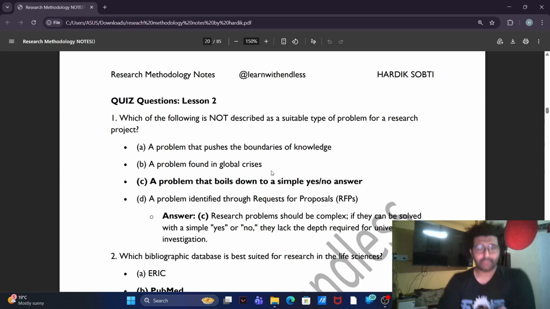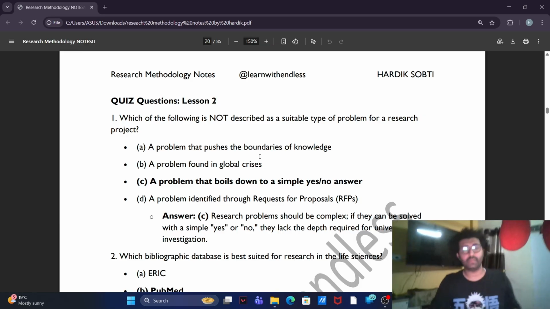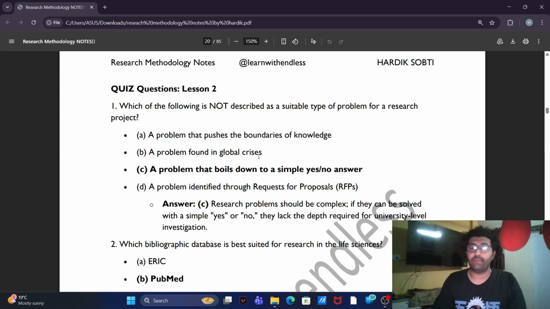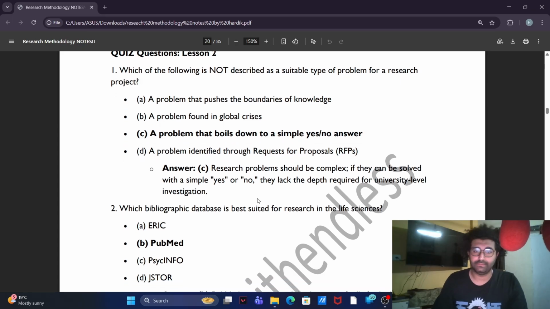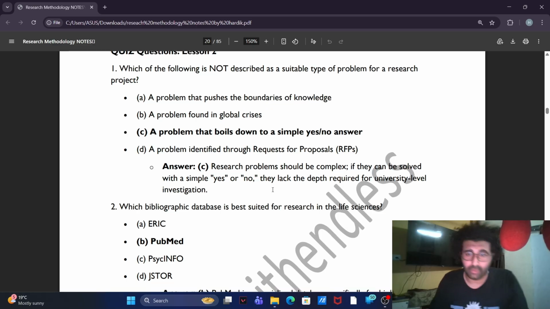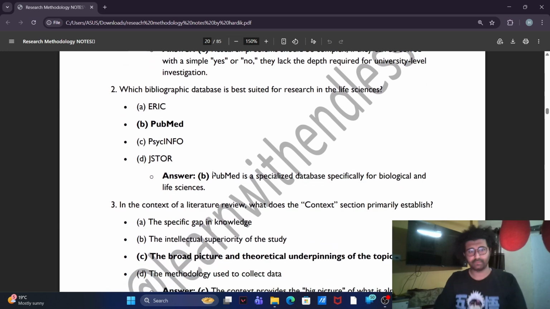Here's a quiz for you guys again for Unit 2, just like Unit 1. Which of the following is not described as a suitable type of problem for a research project? C. A problem that boils down to a simple yes or no answer. And here's the explanation. Research problems should be complex. If they can be solved with a simple yes or no, they lack the depth required for university-level investigation.